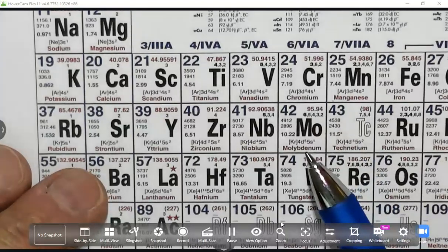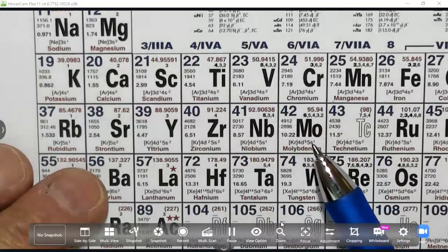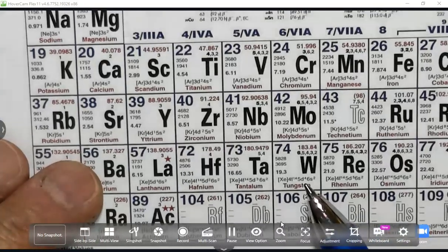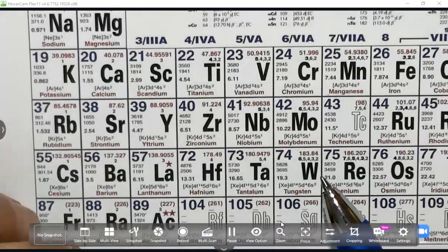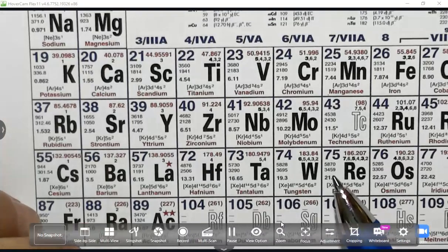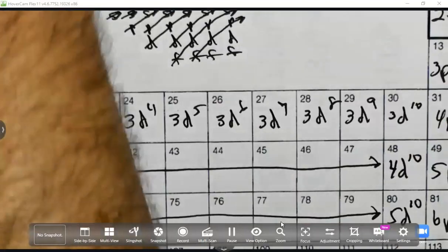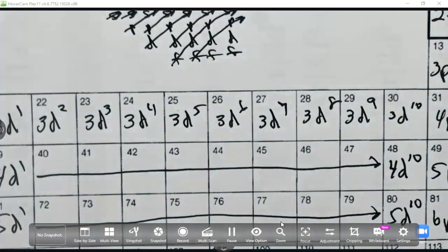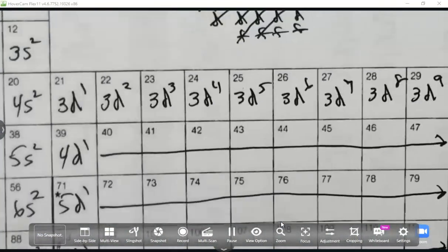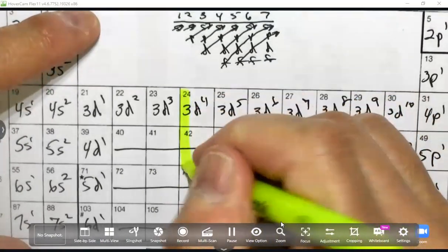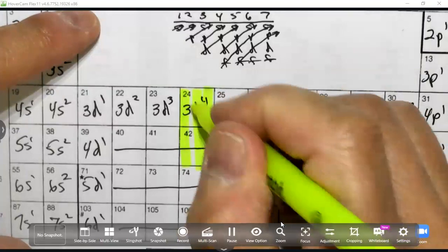Same way right here. Molybdenum 5s1 4d5. Tungsten does not do that. Go figure. Just when you think you can figure out an electron, you can never trust an electron. But those are different. So let's highlight that for these two, because we can explain these two. So highlight these two right here.